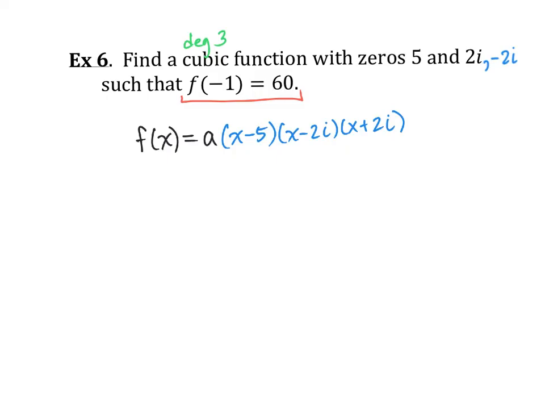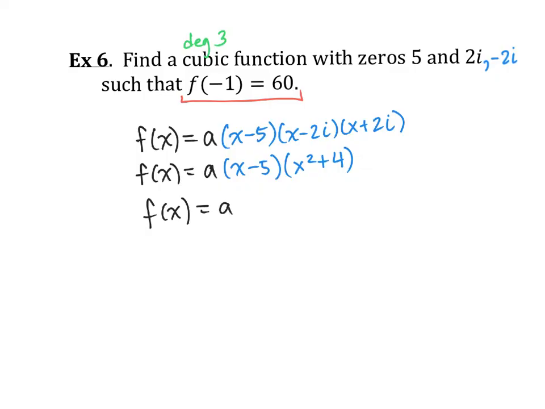Eventually I'm going to put this in standard form, so I'm going to start multiplying it out now. I think I'm going to multiply the complex conjugates together because I can do that in my head. That's going to be x squared minus 4i squared, which is x squared plus 4. Okay, I'm going to keep going. f of x equals a, and I'll multiply these out because I'm going to have to do it eventually anyways. x cubed minus 5x squared.